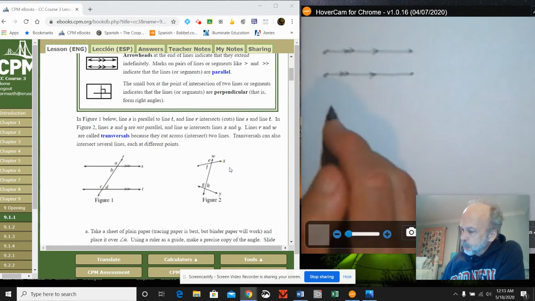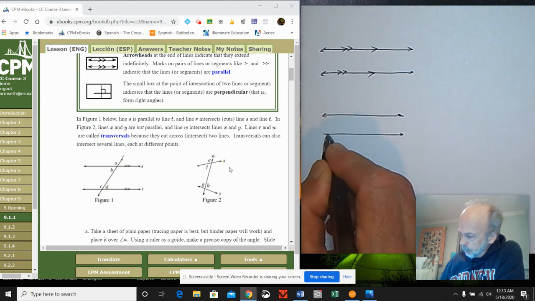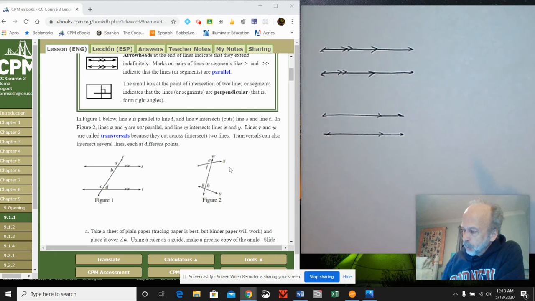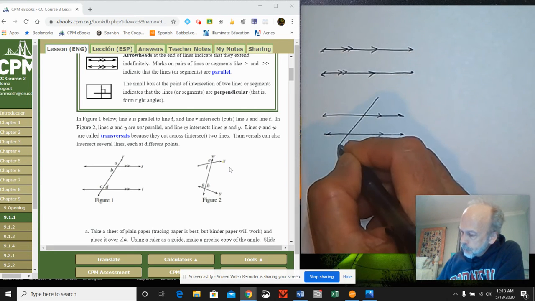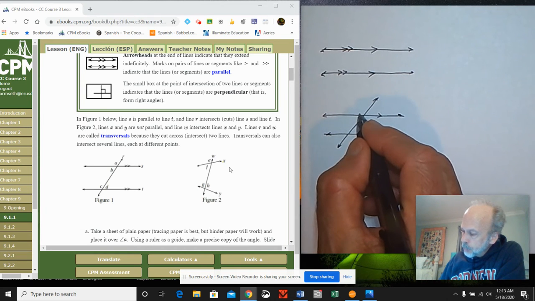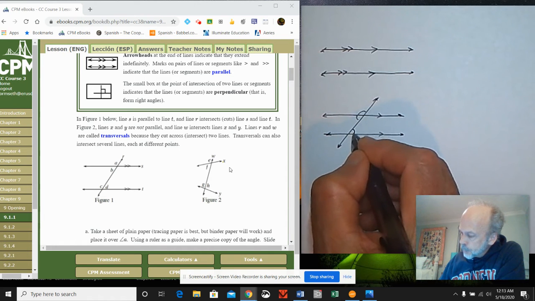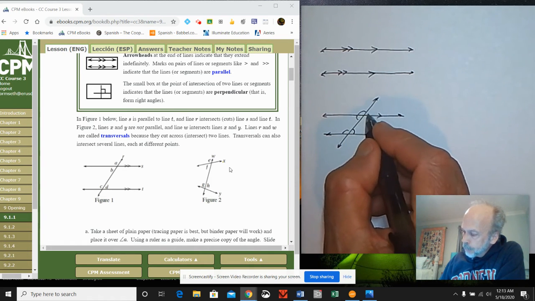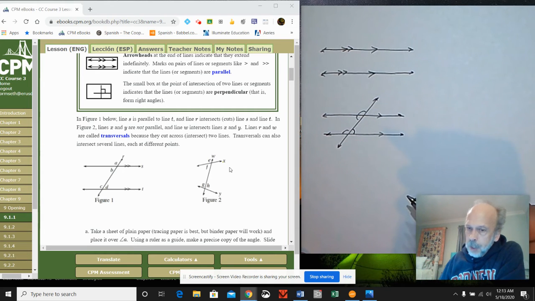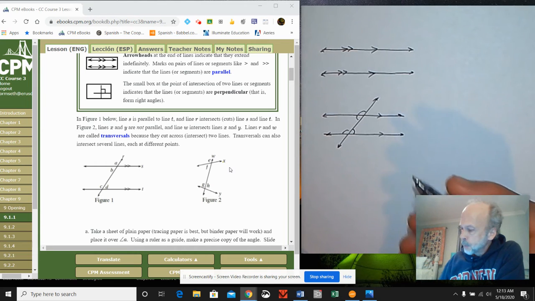The second thing to keep in mind is that besides the parallel lines, we're going to have a third line crossing those parallel lines. That third line is going to create a lot of different angles, like this one, this one, this one, this one. There's almost a dozen different angles being created by that third line, and our job is to investigate the relationships between these different types of angles.